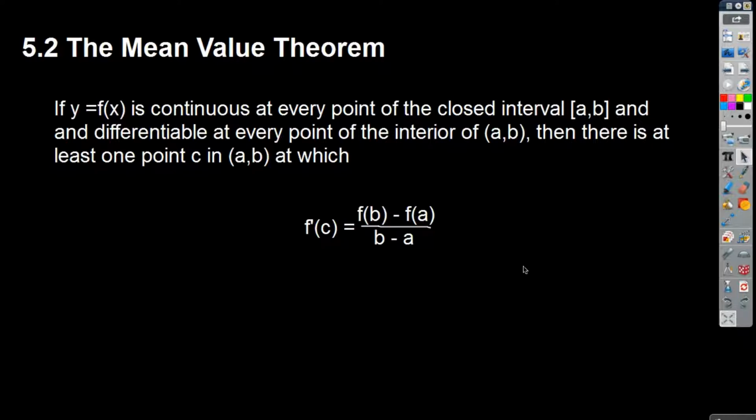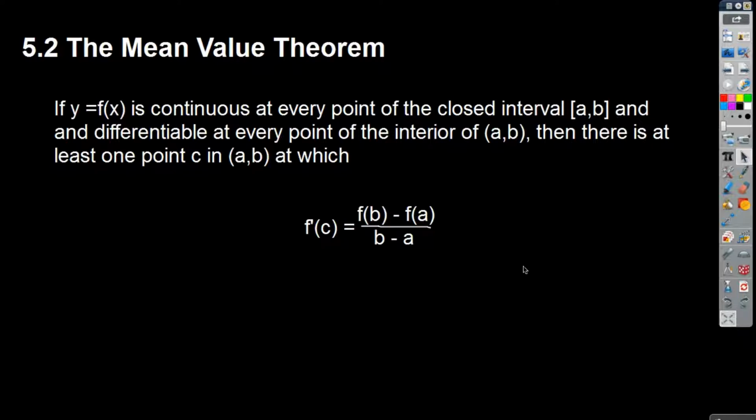The mean value theorem says that if f of x is continuous on the closed interval [a, b] and differentiable at every point on the interior of [a, b], then there's at least one point c on the open interval (a, b) at which f prime of c equals f of b minus f of a over b minus a.